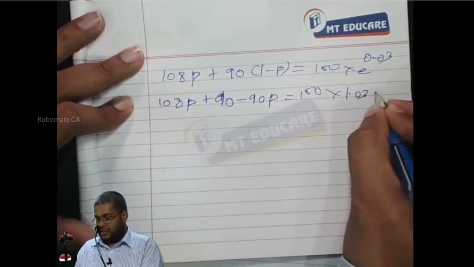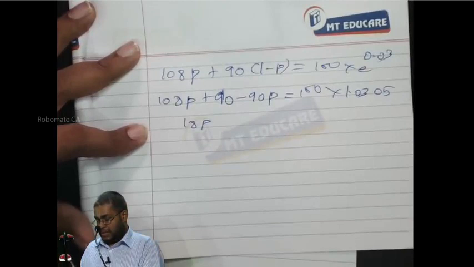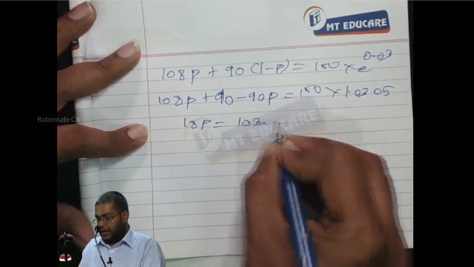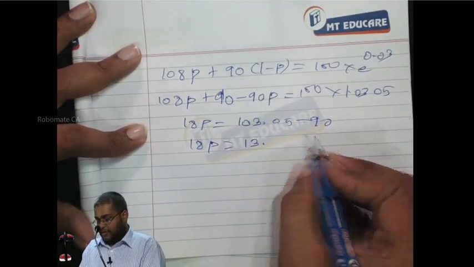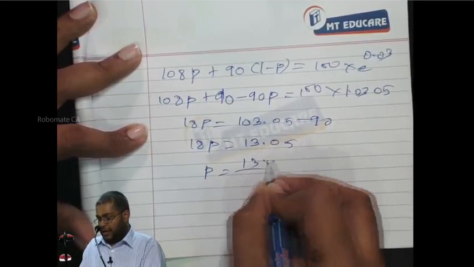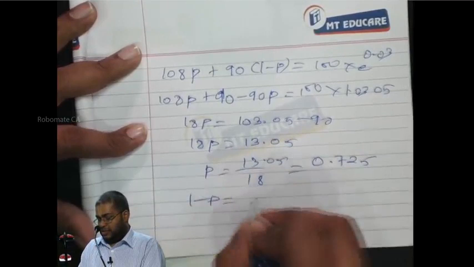Now, if I rearrange, what will we get here? 108P minus 90P, so 18P is equal to 103.05 minus 90. Accept or not? 18P is equal to 13.05. P is equal to 13.05 divided by 18. What number? 0.725. 1 minus P is equal to 1 minus 0.725, how much?